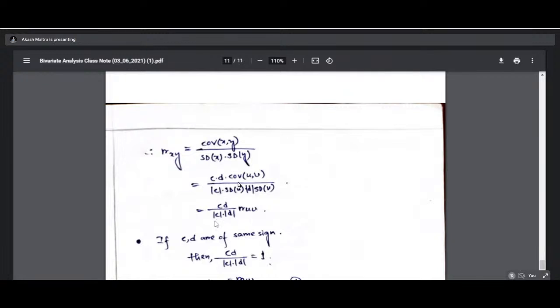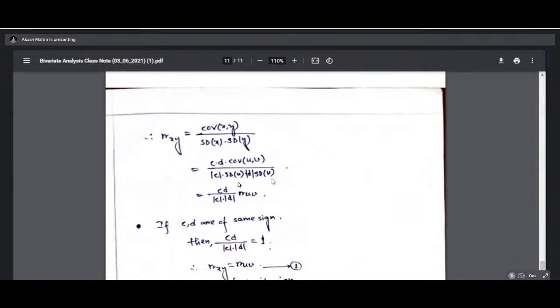I am taking this apart. The rest is covariance of uv, divided by standard deviation of u and standard deviation of v. From the definition of correlation, covariance uv by standard deviation u and standard deviation of v measures Ruv, the product moment correlation coefficient of the u and v variables. That is, Rxy equals cd by modulus c into modulus d into Ruv.